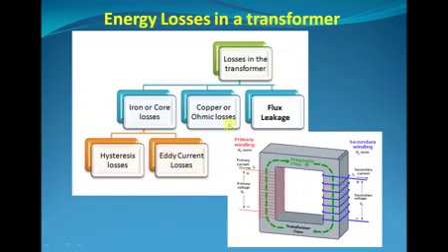Next we see flux leakage. When we apply the alternating voltage, an alternating current is produced. This current changes with respect to time. At that time the total magnetic flux in the primary coil is not linked with the secondary coil.